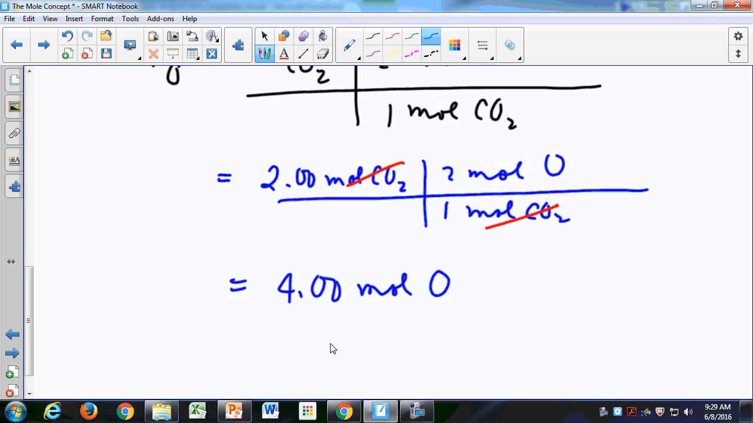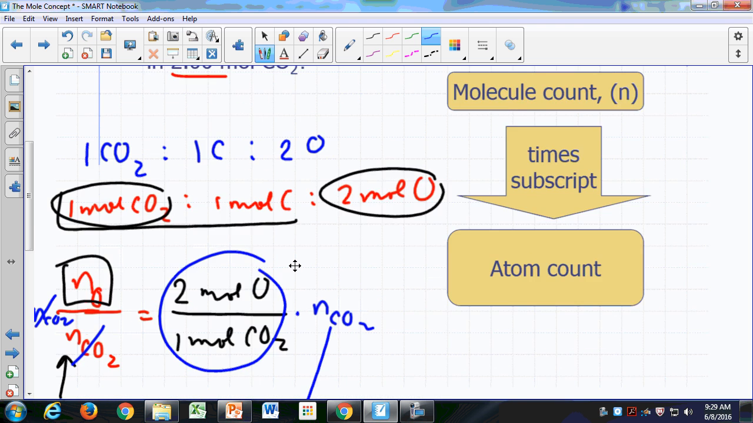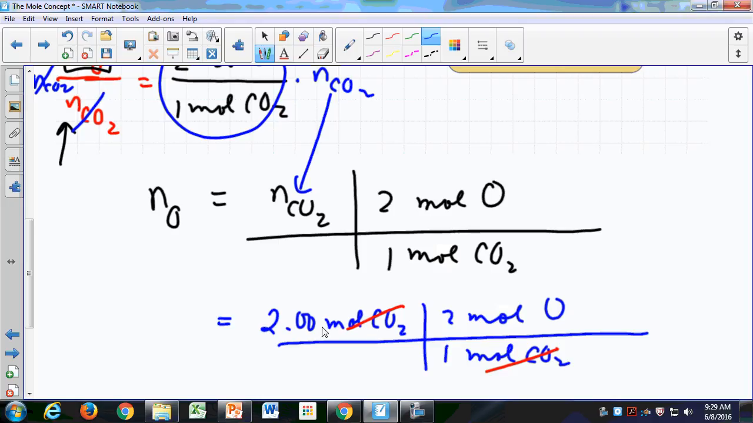Okay? Now, does that answer make sense? Think of it this way. It's like saying one person has 2 eyes, right? If you can count the number of people, you multiply it by 2 to get the number of eyes, right? So if I have the number of moles of CO2, I basically am multiplying it by the number of oxygen per every CO2.